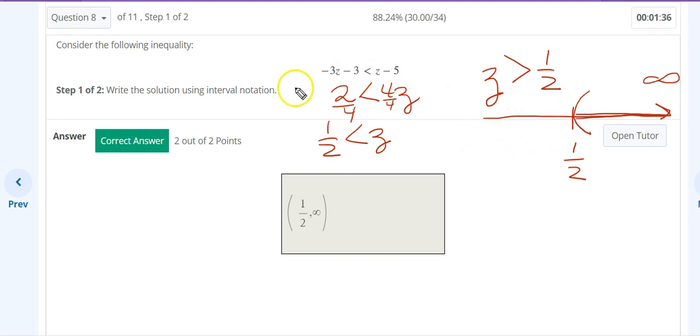So now interval notation comes right from the graph. Parenthesis, 1/2, comma, positive infinity. And that's what we have here.